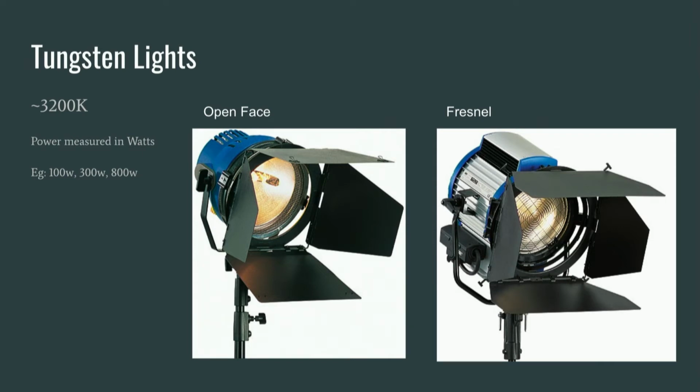Also, they come in different watts. So you can have a Fresnel that's 100 watts, and it can go up to, let's say, 650 or 800 watts. And there are different types of light, and the higher the watts, the more powerful the light is, and the more light it's emitting.